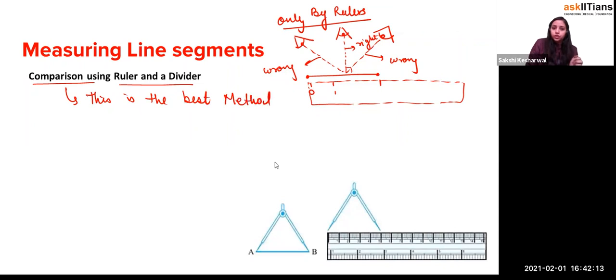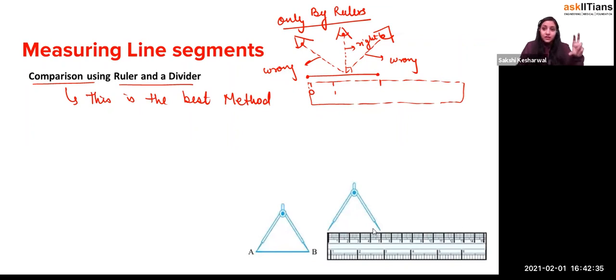Let us suppose you have a line segment, right? Here you don't have to worry about which angle you're looking from. In your geometry box you have a divider, right? You have just two needles on it. So put the divider on the line segment A and B. Now you put the divider on the scale and see where it is measuring. So this is the most appropriate method.